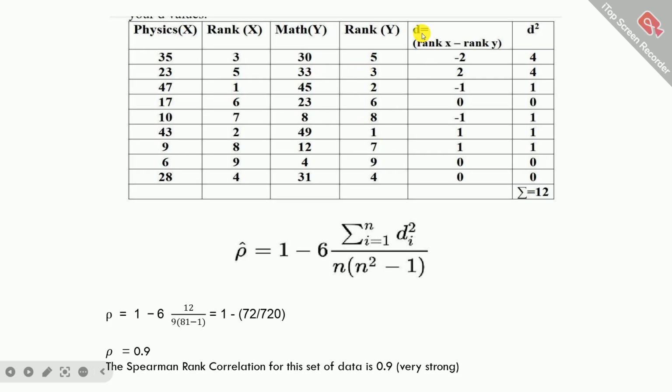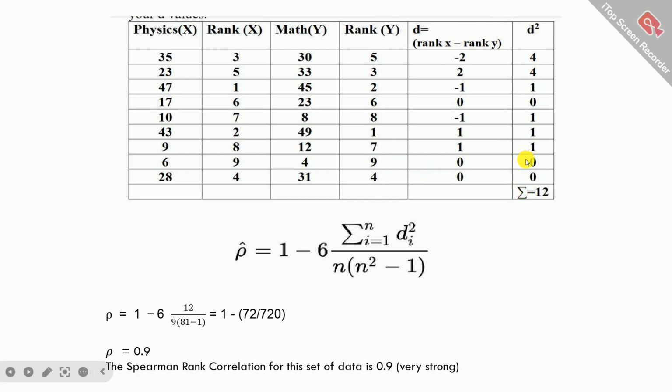And here is the deviation, the rank of x minus the rank of y. So 3 minus 5 is equal to minus 2. Similarly, 5 minus 3 is equal to 2, and so on. Since in the formula there is di square, we will take the square of these values and we get d square. So minus 2 multiplied by minus 2 is equal to 4. 2 times 2 is equal to 4. Minus 1 times minus 1 is equal to 1. Similarly, 1 times 1 is equal to 1, and so on.